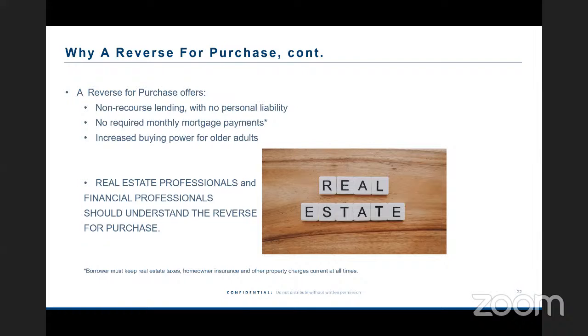And it gives increased buying power for older adults. And I'm going to give you a couple of examples that speak specifically to that. But real estate professionals and financial professionals really should understand the reverse for purchase and how it can be used as part of an overall plan.